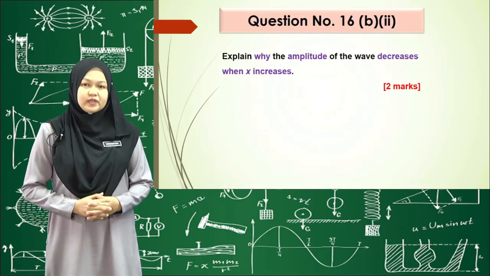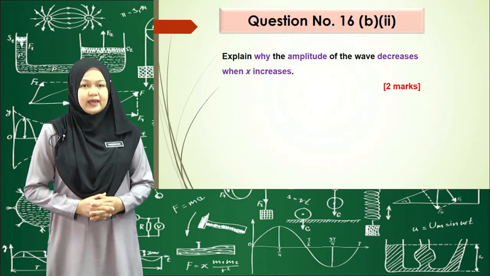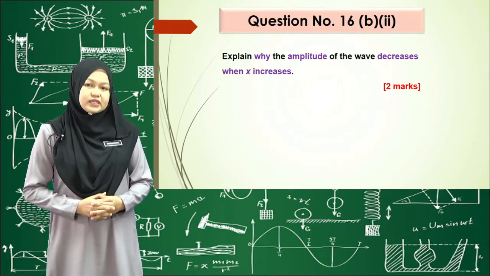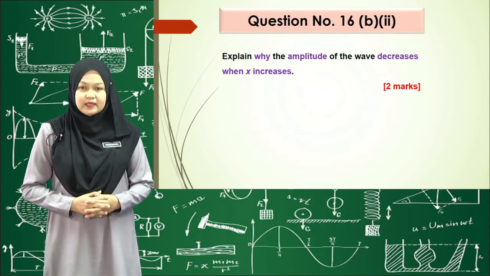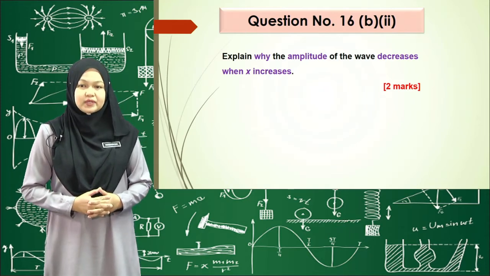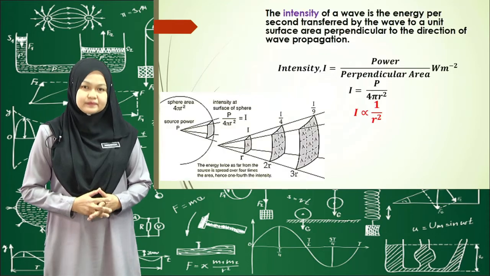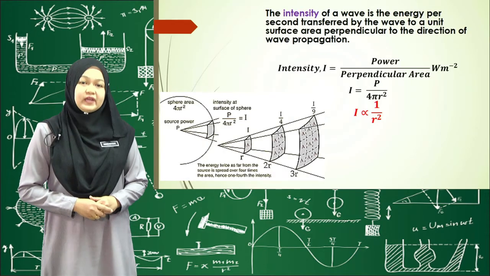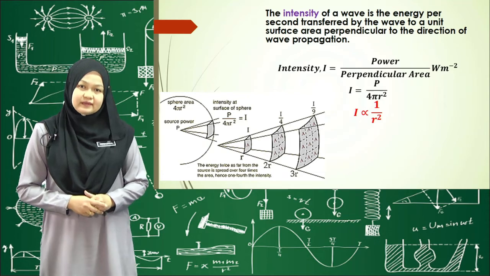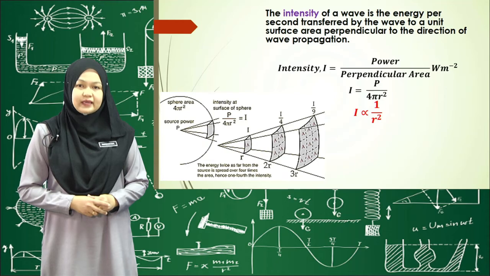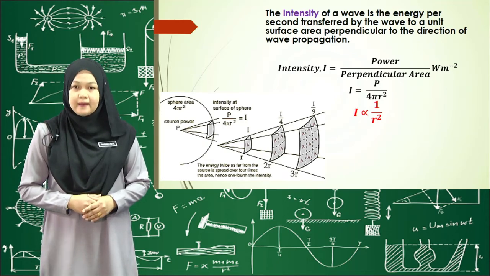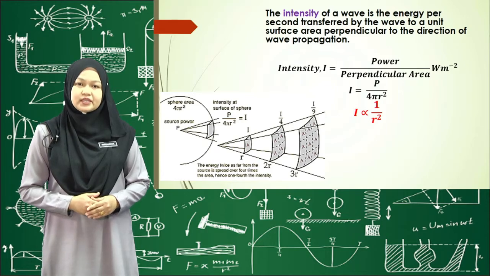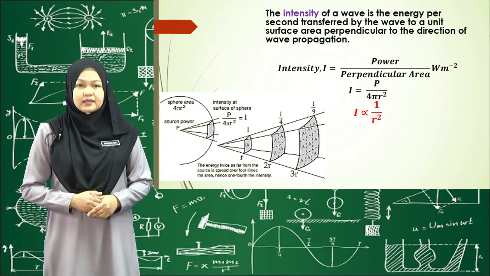Explain why the amplitude of the wave decreases when x increases. For this question, students should understand that the intensity can be related to the amplitude and radius of area. From the figure, we can justify that the intensity of a wave is the energy per second transferred by the wave to a unit surface area perpendicular to the direction of wave propagation.